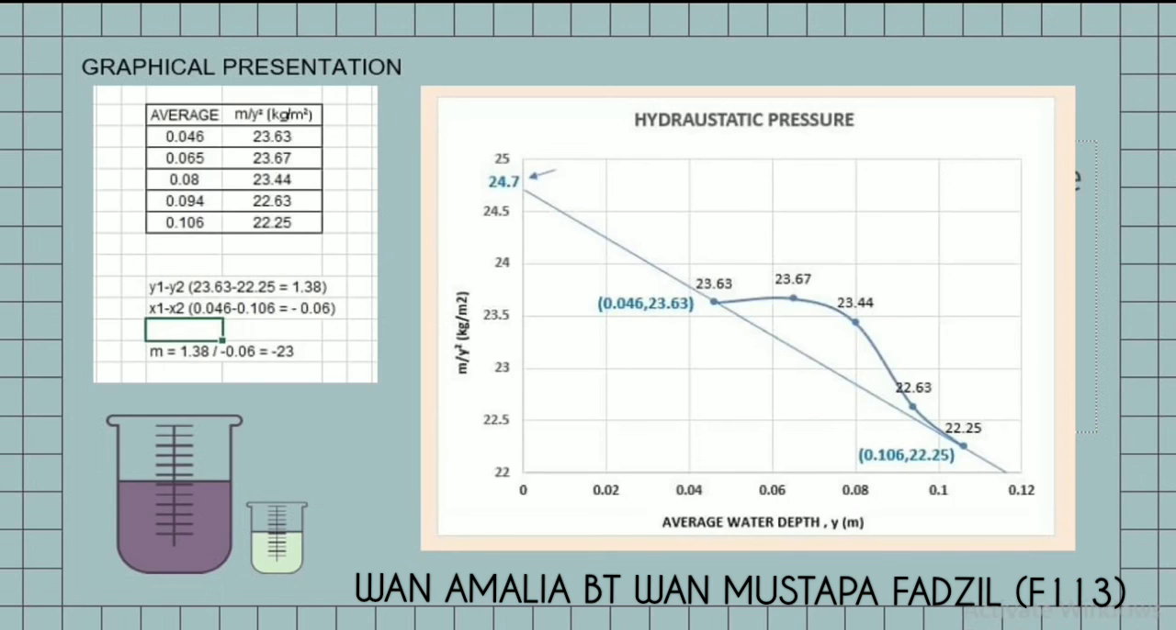The first point that we get is 23.63 at the top and the last is 22.25. So the m that we get is negative 23. How we get it is y1 minus y2, which gives 1.38, and x1 minus x2, which gives negative 0.06. Finally, 1.38 over negative 0.06 gives negative 23. That's all from me. Thank you.